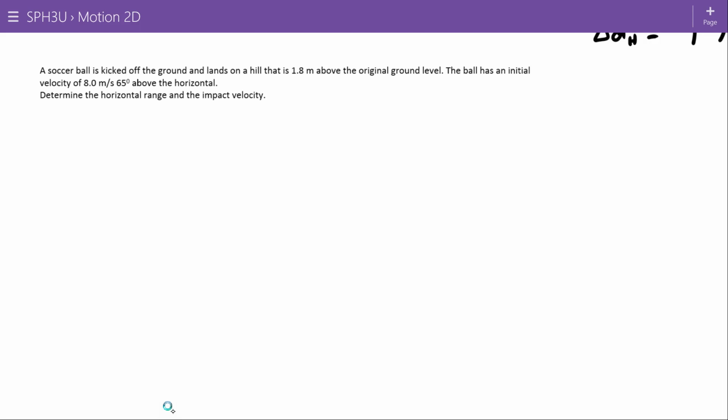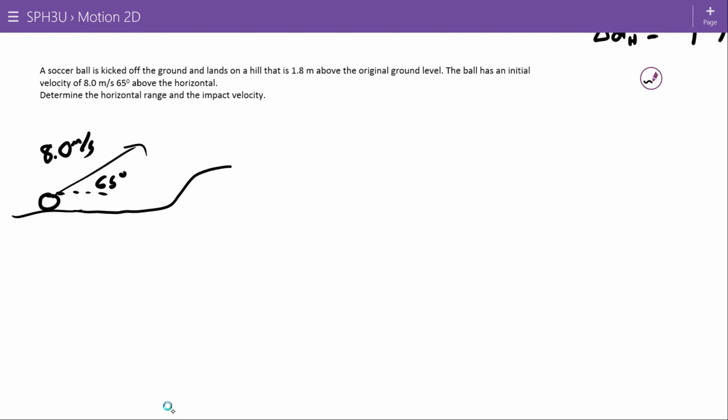Here I'm going to show you a little trick that will let you avoid the quadratic equation if you haven't figured out how to use your calculator to avoid it. So here's the situation. Here's your soccer ball. Here's the ground. You're going to kick it up at 8.0 meters per second, 65 degrees, and it's going to land on a hill or something, and that hill is 1.8 meters tall.